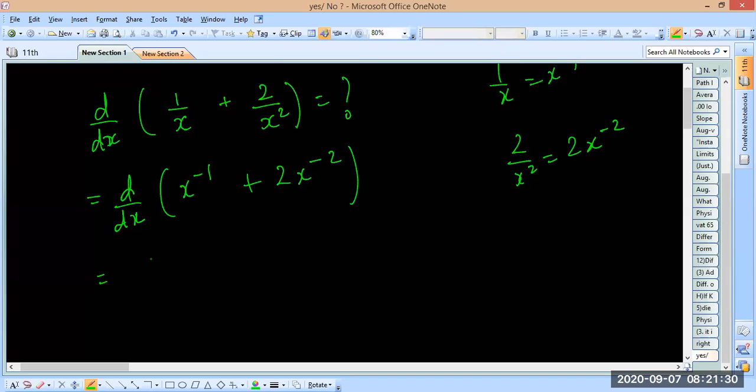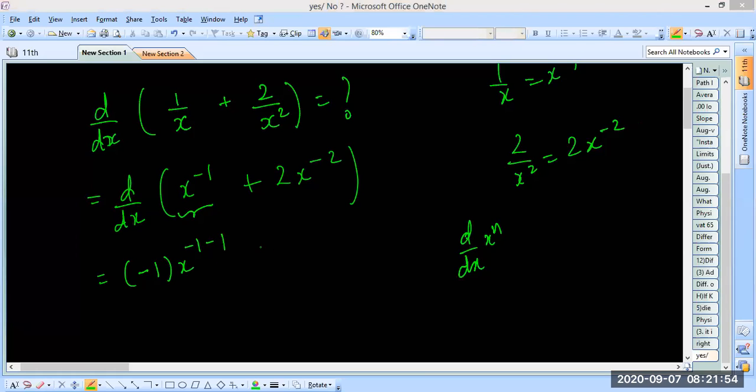So first of all, you have to do it for the first term. Now I'll teach you how to do it directly, like me. Use that rule, which one? d by dx of x raised to n. So this will be n equal to minus 1. So minus 1, x raised to minus 1 minus 1. No, Kevin, that's not correct.